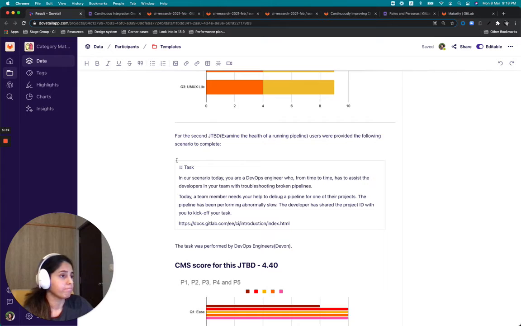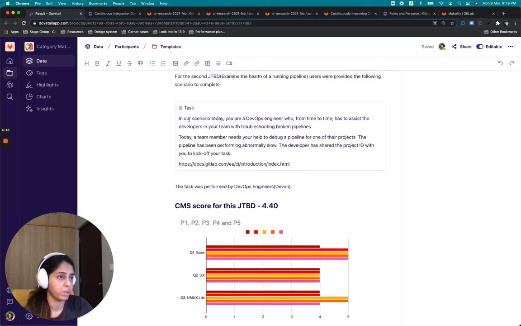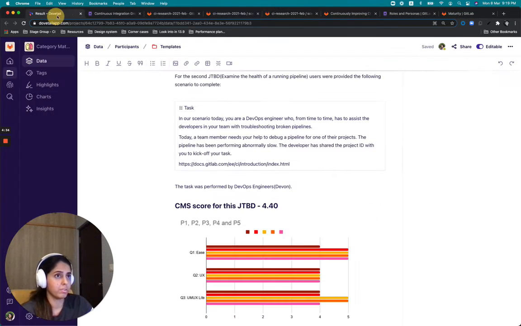Okay, so this was the first JTBD. Now moving on to the next one. So for the second JTBD, which was examine the health of a running pipeline, participants were provided with the following scenario to complete. In this one, they had to play a DevOps engineer who from time to time has to assist a developer in the team with troubleshooting broken pipelines. And for this particular task, they were provided with a project ID, so they could just go ahead and start looking at what's wrong with the pipeline and start thinking about or just performing the task of fixing it.